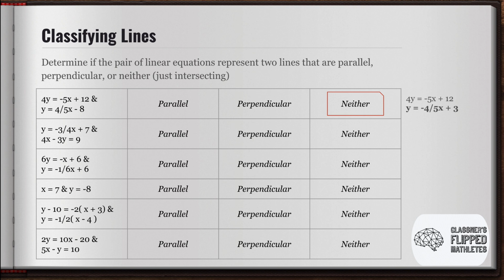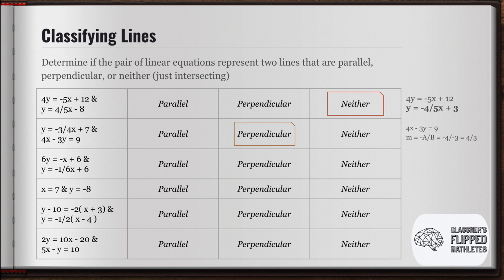For the second one, y equals negative 3/4 x plus 7, and 4x minus 3y equals 9. First one is in y equals mx plus b form. We know the slope is negative 3/4. Second one's in standard form. Let's use that negative a over b. So your slope is negative 4 over negative 3. Negative 4 divided by negative 3 is positive 4/3. Well, the slope of the other line was negative 3/4. 4/3 and negative 3/4 are opposite reciprocals, and so these two lines must be perpendicular.